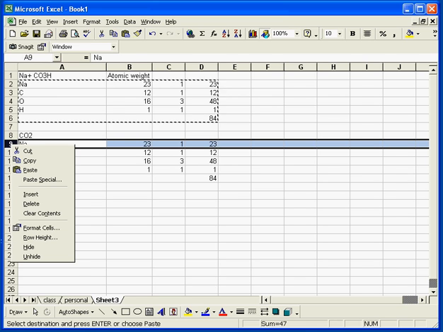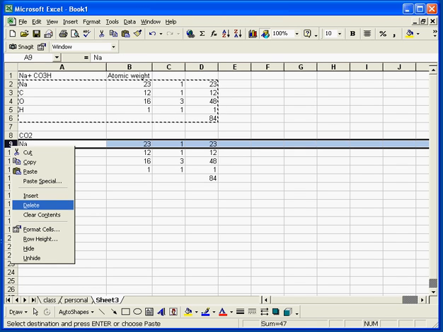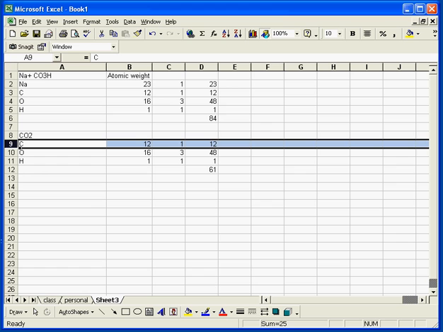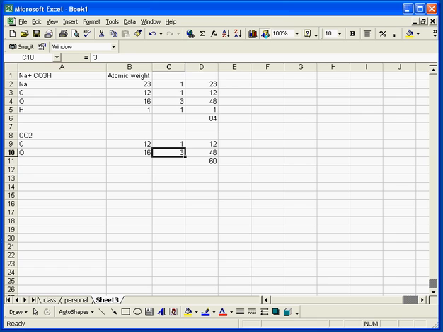Watch what happens to this guy over here when I do that. So let's delete that. See, it dropped. And we're going to get rid of the hydrogen. We're going to delete that. Oops, dropped again. And we went from 2 oxygens to 3 oxygens to 2 oxygens, putting that in, boom. And that gives us the actual weight of carbon dioxide.